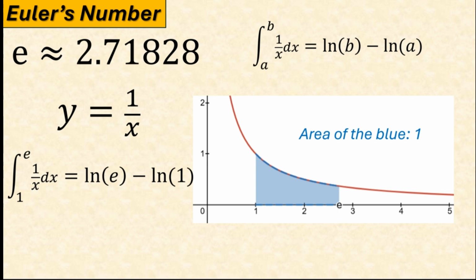And recall from earlier in this video, we showed how the natural log of e is 1 and how the natural log of 1 is 0. So we can write this as 1 minus 0, which is just 1. And of course, this is the answer that we should have, because that's what we were trying to show, how the area under the curve from 1 to e is equal to 1.